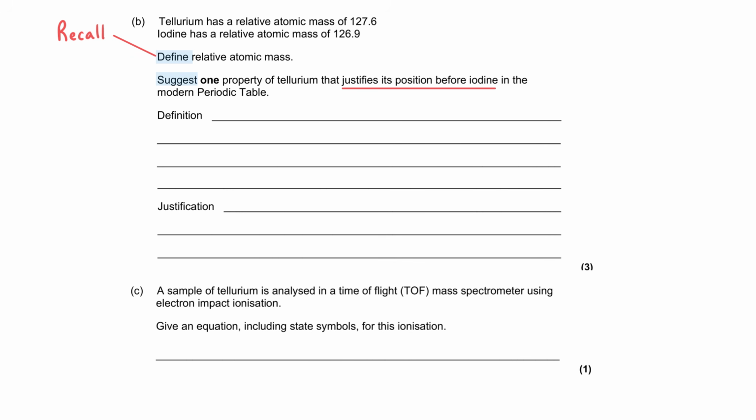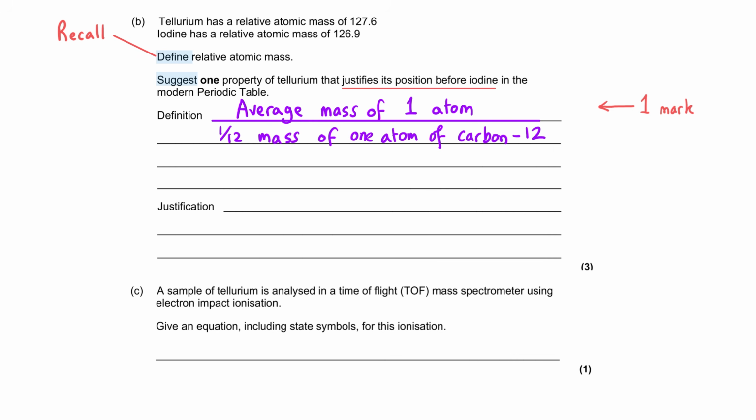For me, my preferred way of defining relative atomic mass is to remember it as a fraction. And on the numerator, we have the average, or we could say mean, mass of one atom of an element. And this would get us our first mark. And then this is divided by 1/12 of the mass of one atom of carbon-12. And this gets us our second mark.